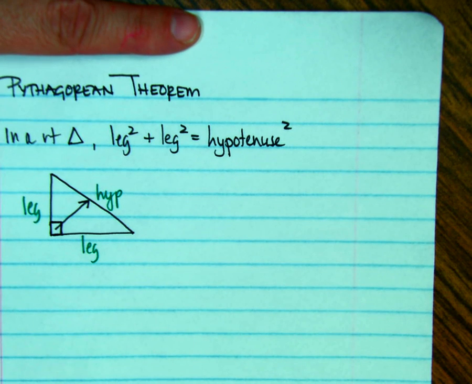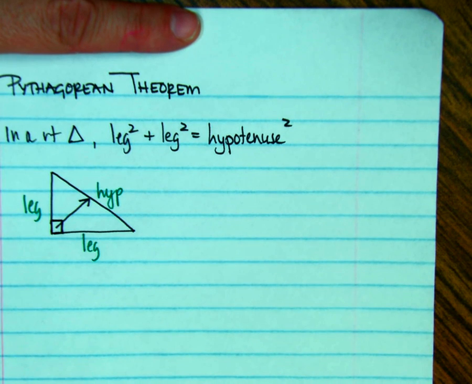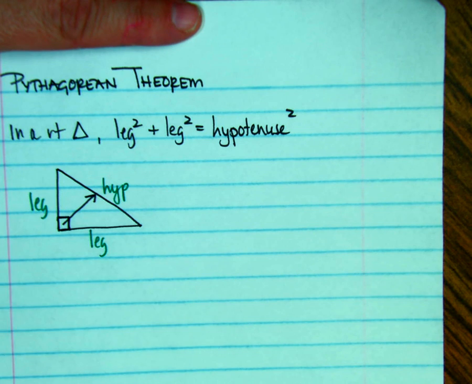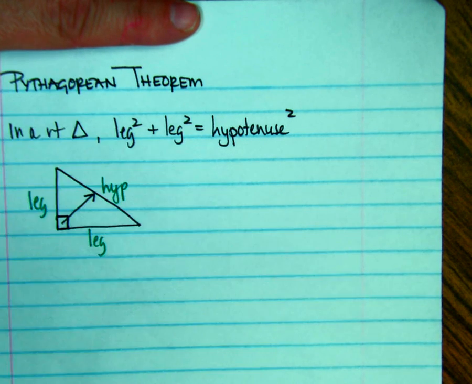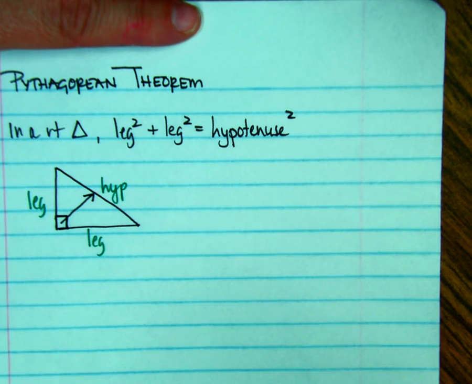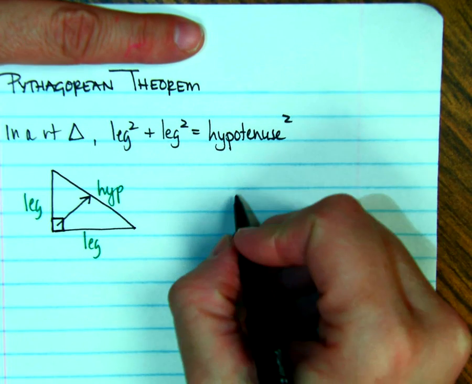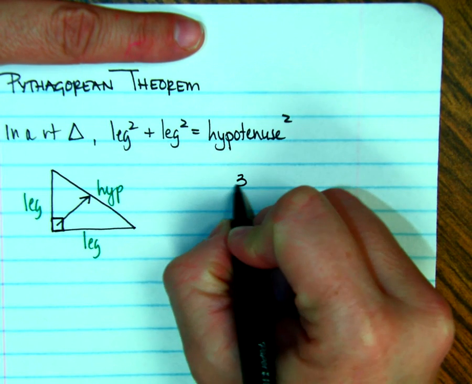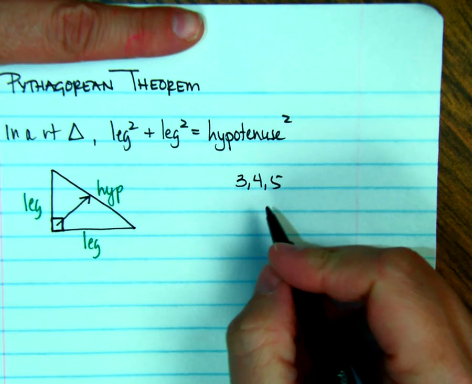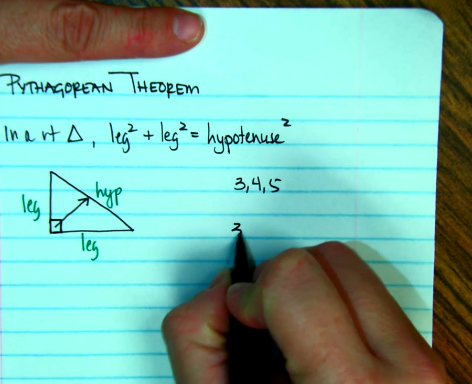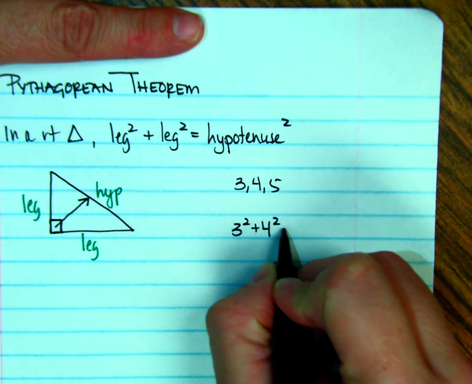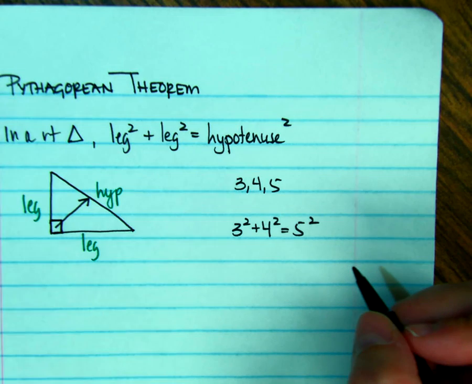Get some different colors out here. So we know that if we have, for example, sides that are 3, 4, and 5, then 3 squared plus 4 squared has to equal 5 squared.